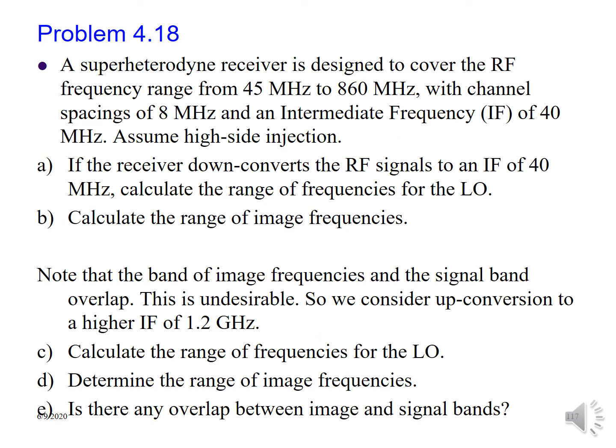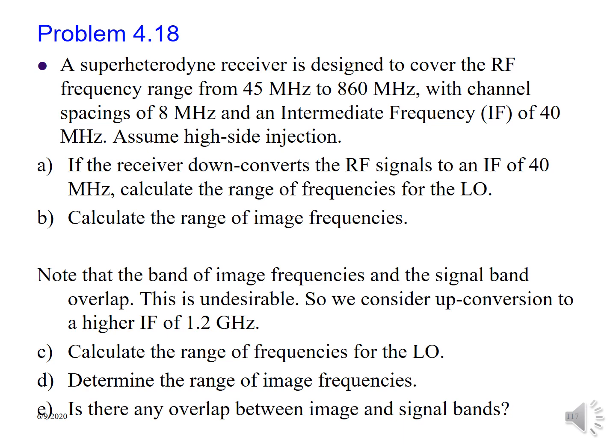Alright, so let's see this example. Example in Messiah books. A superheterodyne receiver will cover or receive an RF frequency from 45 MHz to 860 MHz. So this is very high frequency, 45 to 860, with channel spacing of 8 MHz and IF of 40 MHz. Assume this is high side injection, which means the LO is going to be higher than the RF.